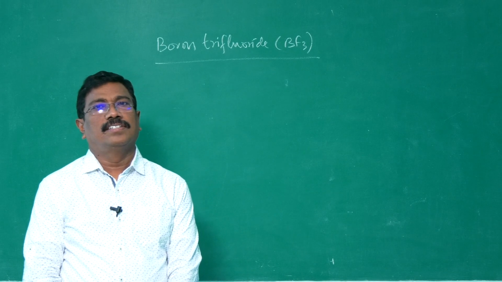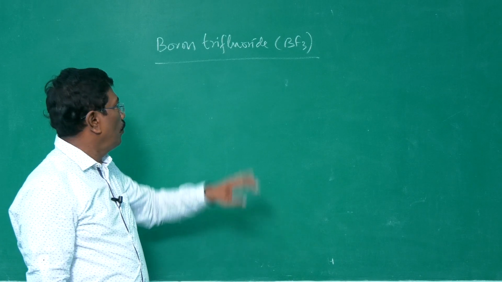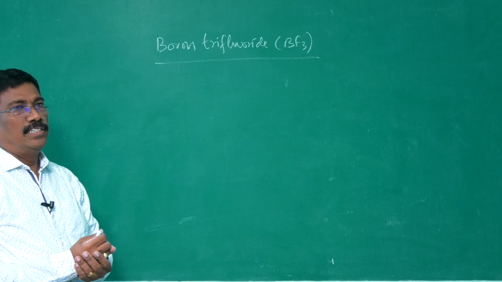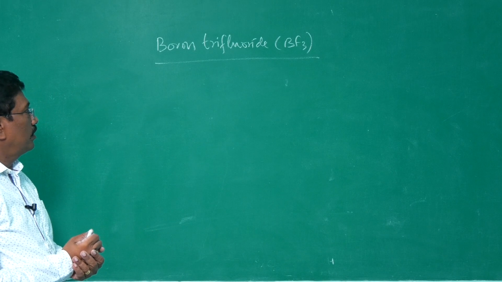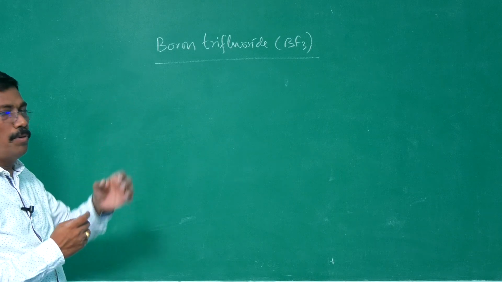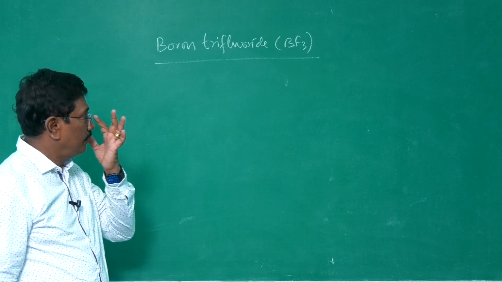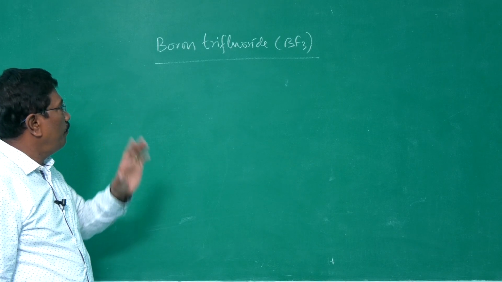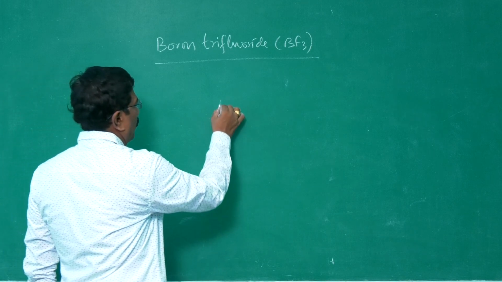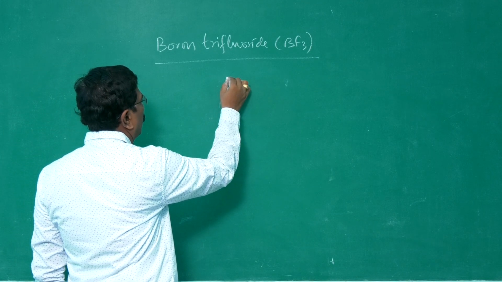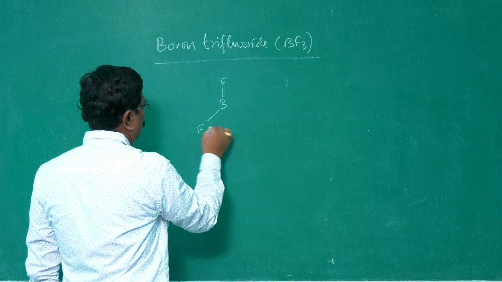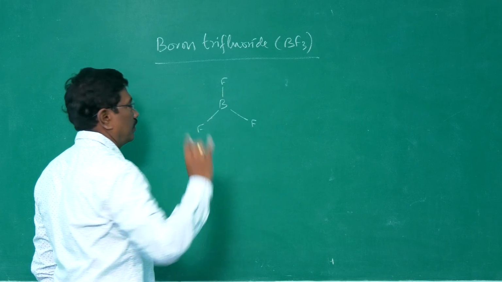Dear students, in today's session we are going to see the preparation, properties and uses of the electron deficient molecule boron trifluoride. Boron trifluoride is a planar molecule where boron is bonded with 3 fluorine atoms like this.